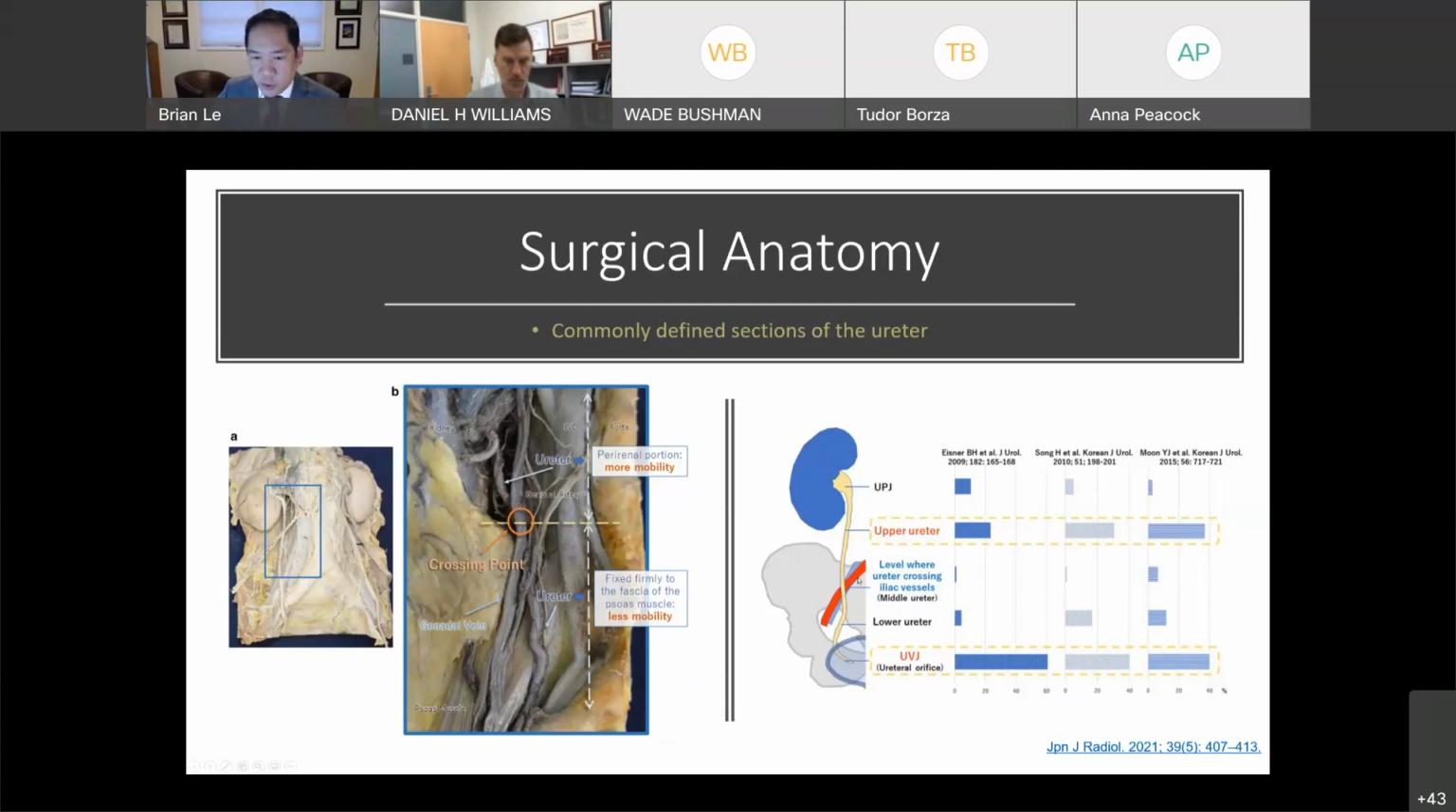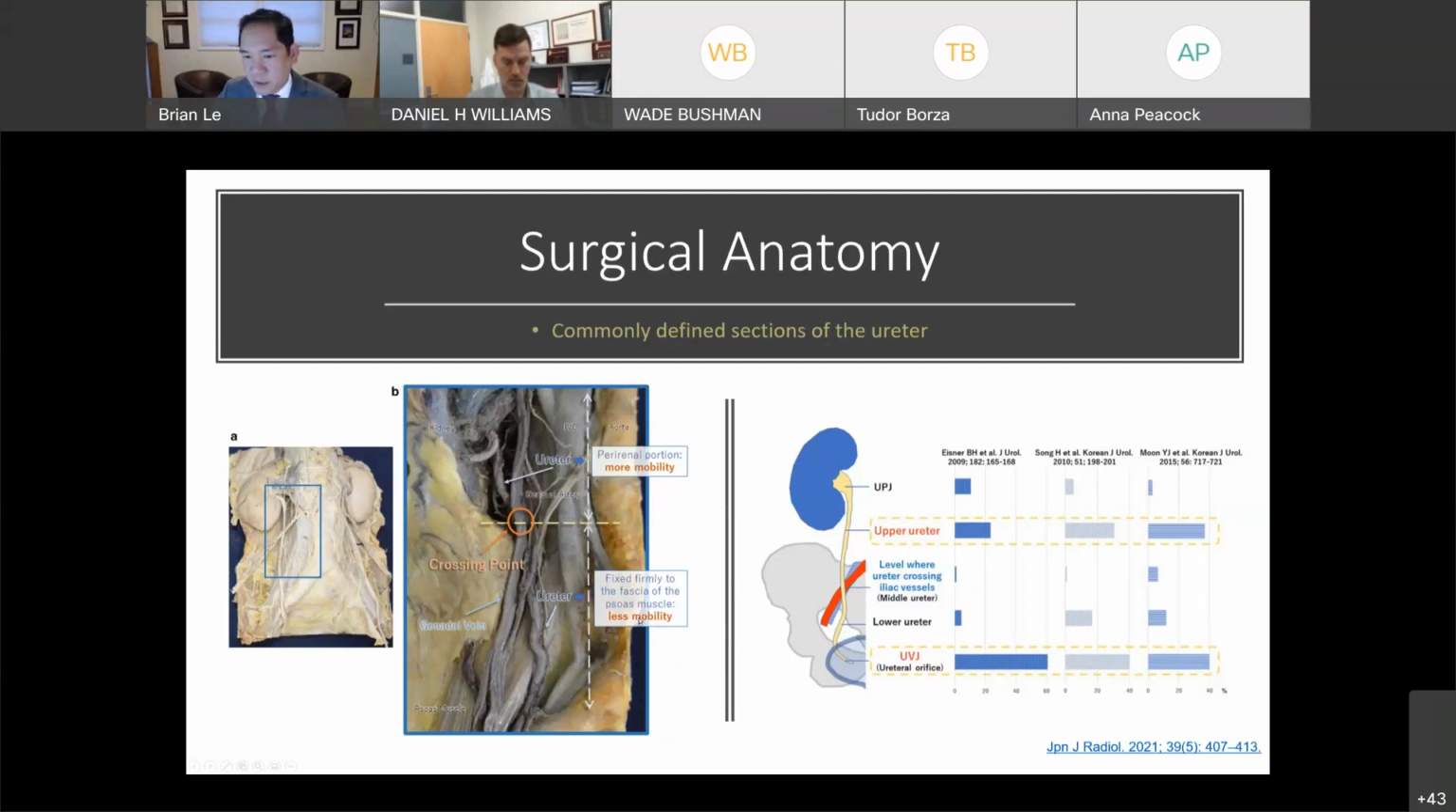Some will refer to the abdominal portion of the ureter, which they typically say is above the iliac vessels, and the pelvic portion of the ureter. Here they talk about this Japanese study where they talked about how the perirenal portion has more mobility. So there are sections of the ureter that are more mobile.